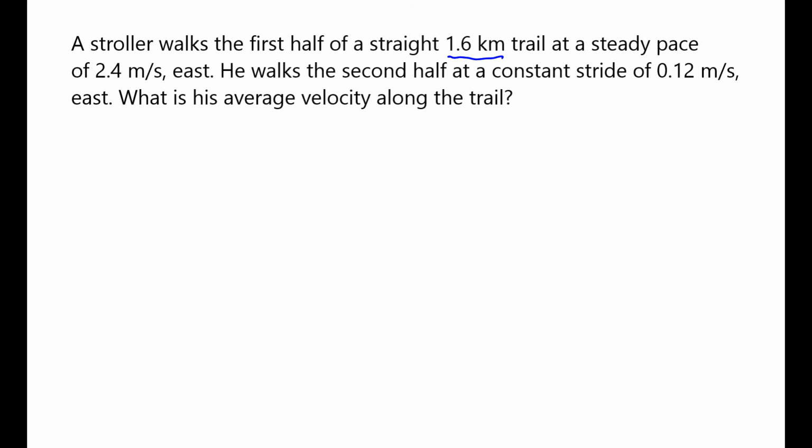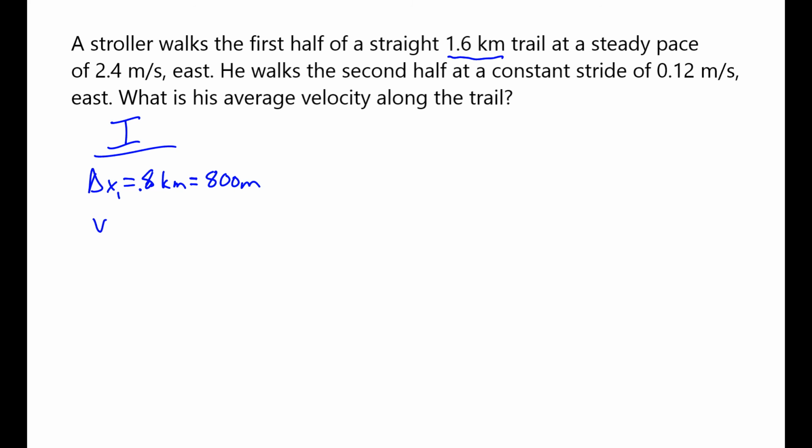So what we're going to do for part 1, what's the distance he travels for part 1? The first half. Half of 1.6. 0.8. So delta x for part 1 is going to be 0.8 kilometers. Is that the unit we want it in? No, we probably want it in meters per second, so it matches the other one. So it's going to be 800 meters for delta x.